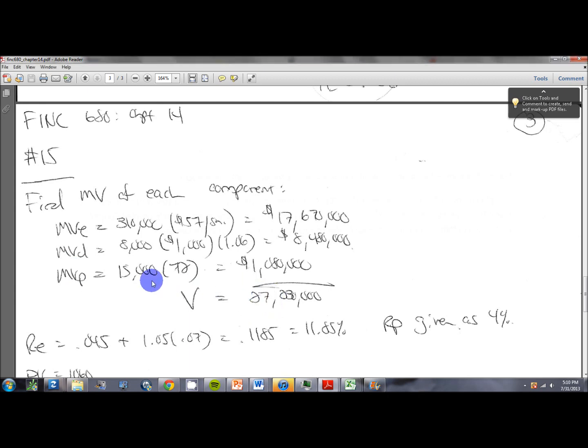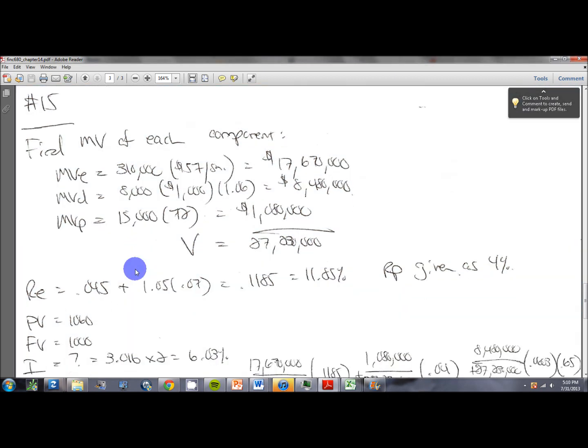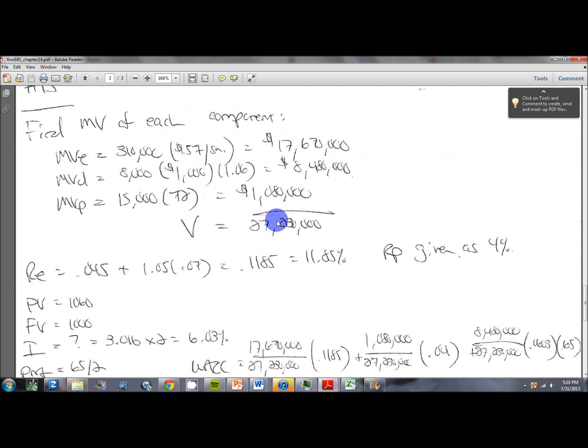If we scroll down a little bit, oh, I didn't mean to highlight everything. If we scroll down a little bit, we then turn our attention to finding the cost of equity, which is also very simple given the information the problem provides. You've got a risk-free rate of 4.5%, a beta of 1.05, and a market risk premium of 7%. So that gives you your cost of equity at 11.85%.